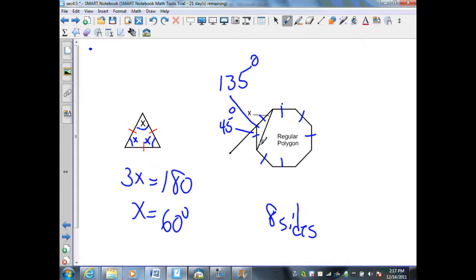I know that I have an isosceles triangle. Therefore, my 2 base angles are congruent. So all I need to do is take 135 from 180 degrees. That gives me 45 degrees. And then divide 45 by 2 to achieve the value of each of these interior angles, which is the value of x. 45 divided by 2 gives me the value of x to be 22.5 degrees.